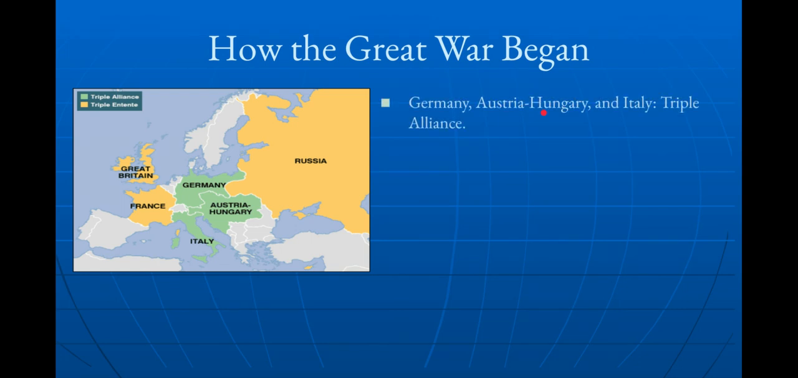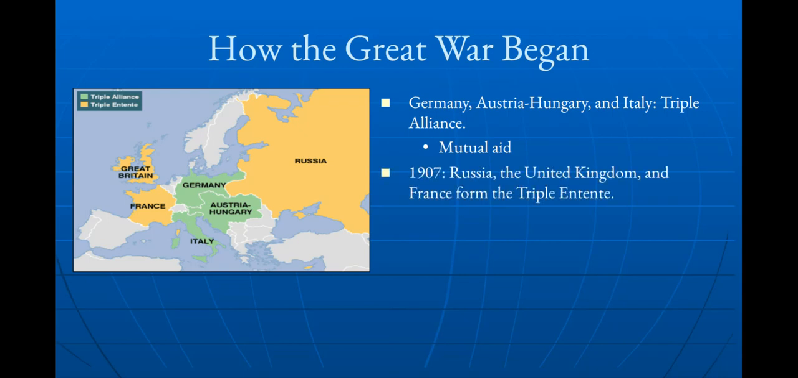Well, how does the Great War begin? You have Germany, Austria-Hungary, and Italy in the Triple Alliance. To a certain extent, they have agreed on mutual aid with each other, although Italy didn't really. Italy is part of the alliance, but doesn't want to commit to necessarily jumping in if either of them is attacked. So Austria-Hungary and Germany really have the strongest mutual aid pact. If Austria-Hungary is attacked, Germany will jump in, and vice versa.